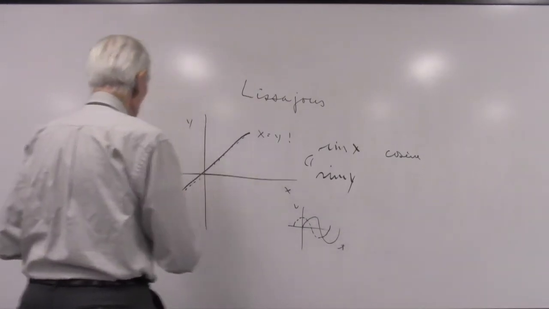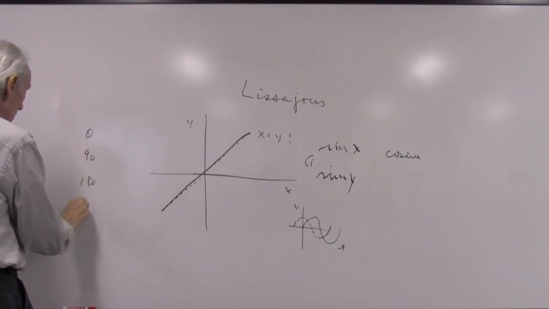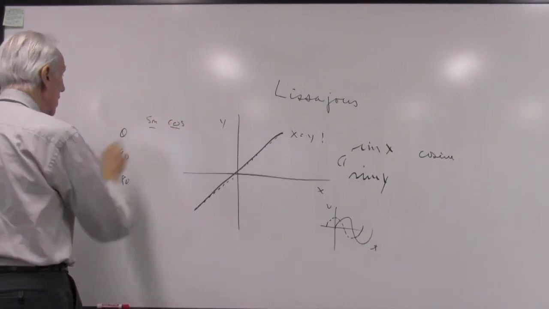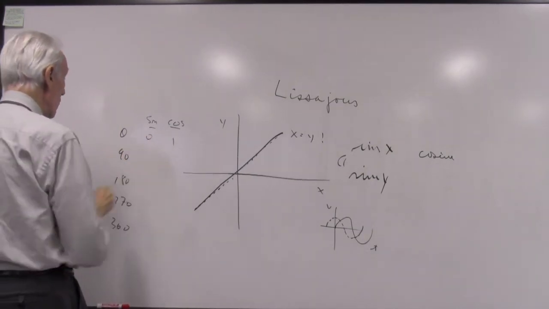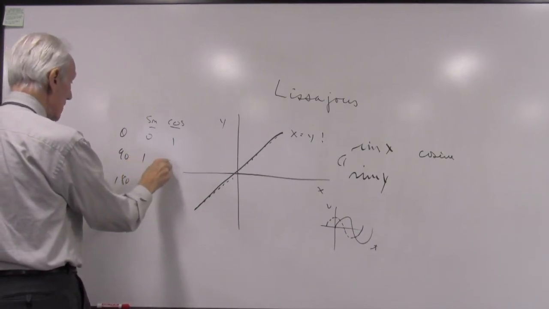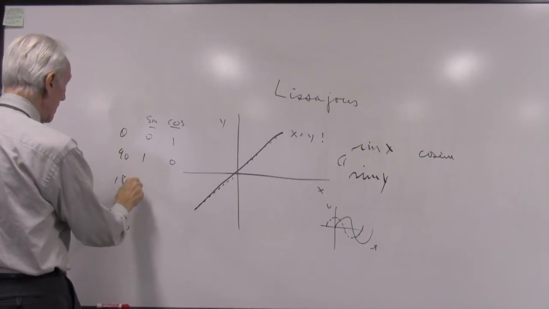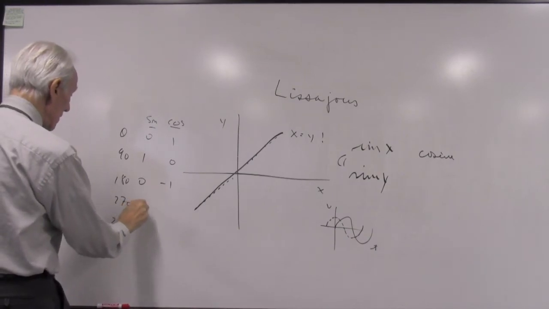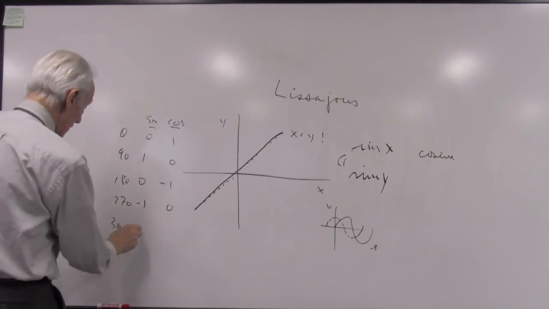so the sine, for instance, let's take a little table here. 0, 90, 180, 270, 360. So what's the sine of 0? 0. What's the cosine of 0? It's 1. What's the sine of 90 degrees? It's 1. What's the cosine? It's 0. Sine of 180 degrees is 0. And the cosine of 180 degrees is minus 1. The sine of 270 is minus 1. And the cosine is 0, and so forth. Then we get back to 360 degrees, which is 0 and 0.